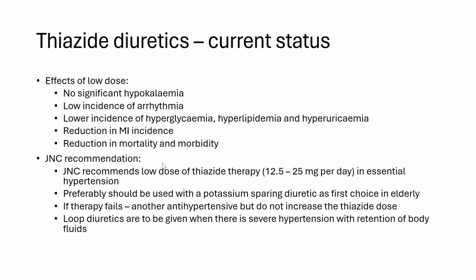Loop diuretics are to be given when there is severe hypertension with retention of body fluids, but basically loop diuretics are not given as an antihypertensive drug. Basically, thiazide or potassium sparing diuretics are the preliminary choice of drug, and loop diuretics are used when there is massive hypertension with retention of body fluids. Okay.